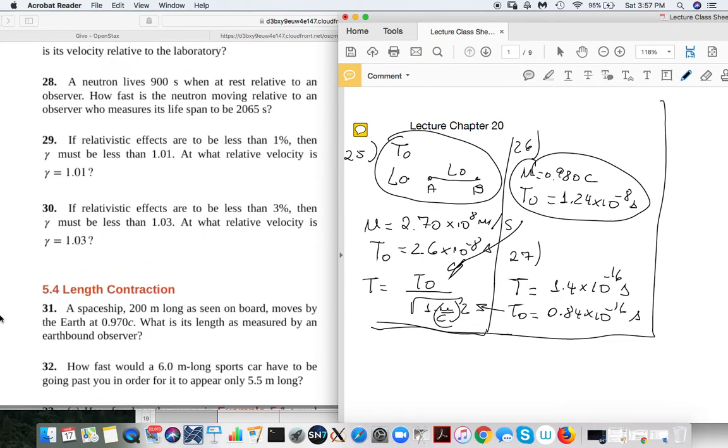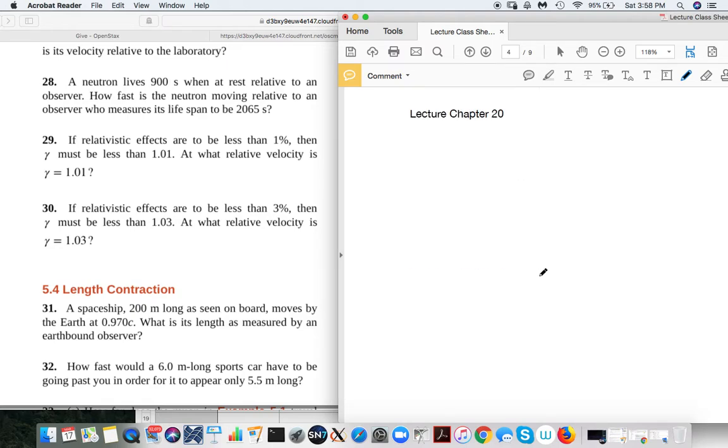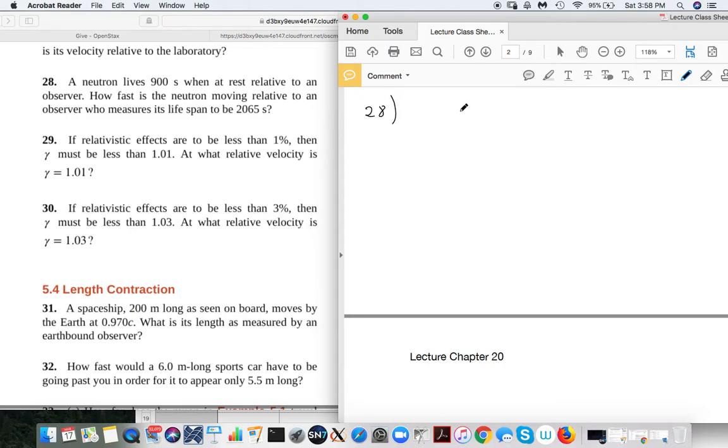Number 28, a neutron lives 900 when at rest relative to an observer. So t naught is 900 seconds. See, you have to learn to translate the information. How fast is a neutron moving relative to an observer who measures its lifespan? Then you have your time given, and then you plug into your equation, and you're good to go.